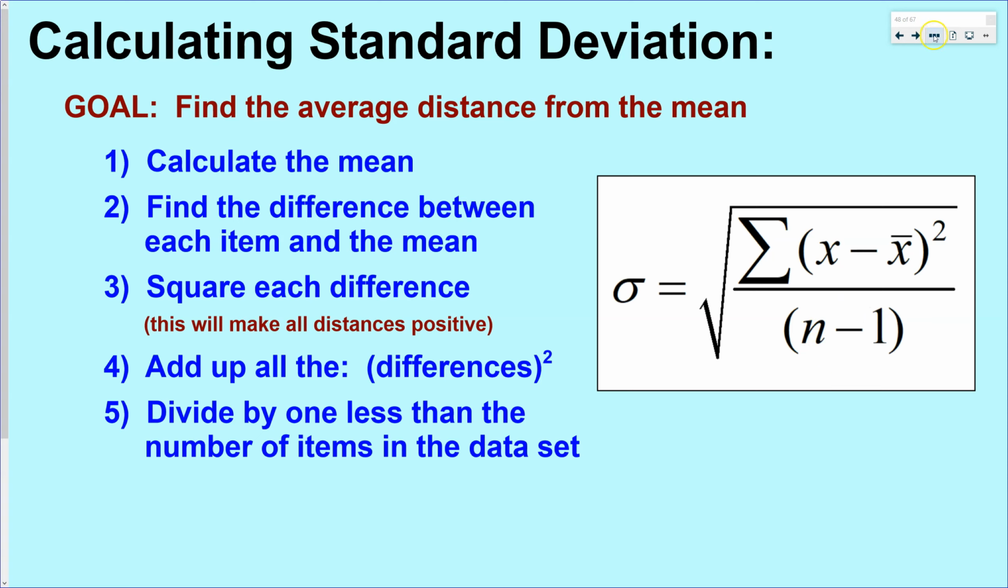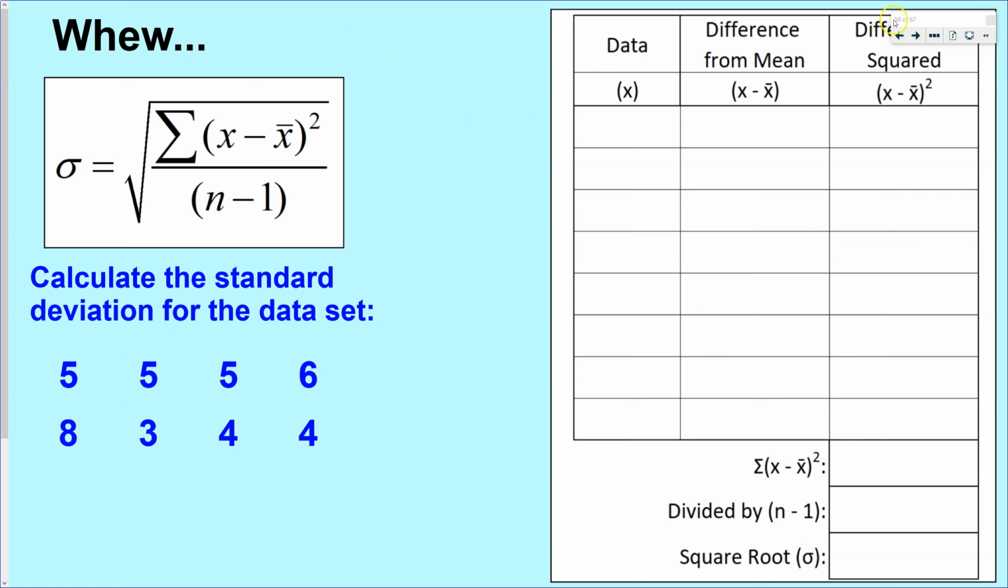And then finally there's a square root, and that basically undoes the squaring operation. We made all the numbers too big, so now we're going to bring them back to normal by taking that square root. All right, so time to take a breath here. And let's do an example, okay?